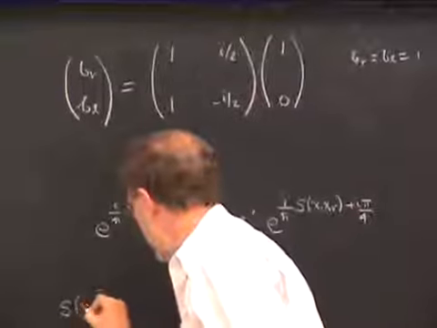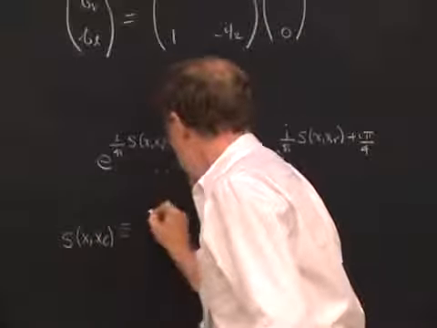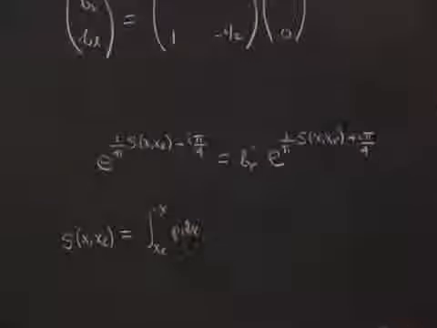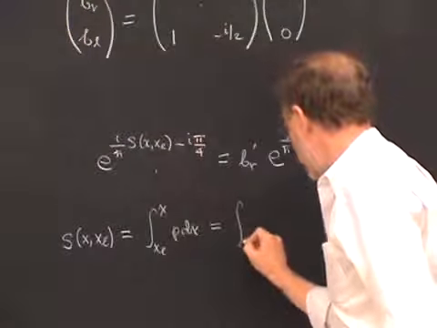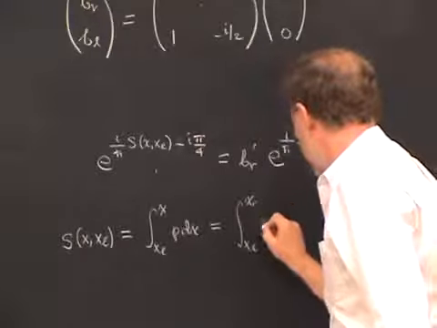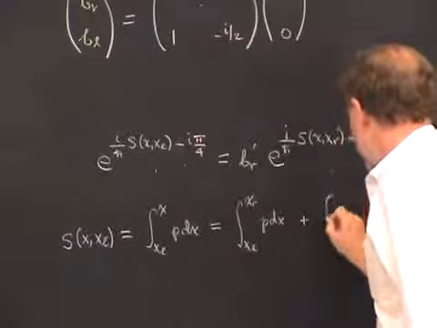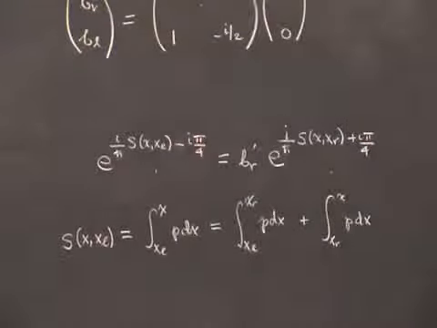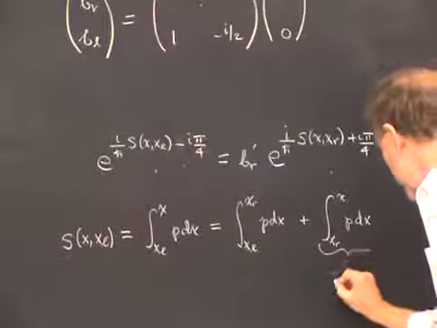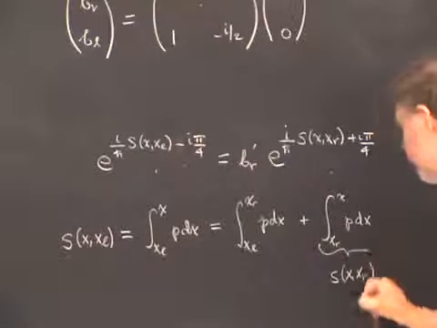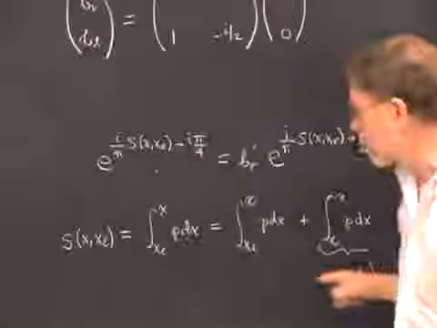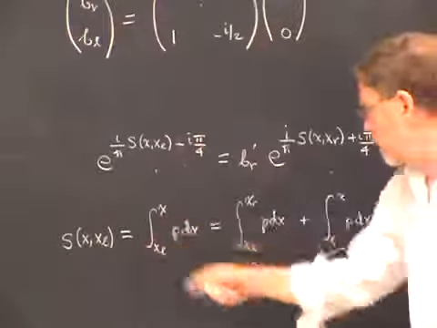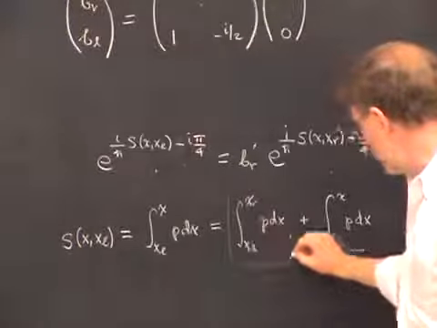Now, S of x comma x_L, its definition is the integral from x_L to x of p dx. That can be written as the integral from x_L to x_R of p dx plus the integral from x_R to x of p dx, of which the last term here is S of x comma x_R. These two actions measured relative to the two different turning points are related to one another just by a constant. You change the lower limit, you just add a constant. And what is that constant? It's this integral here.